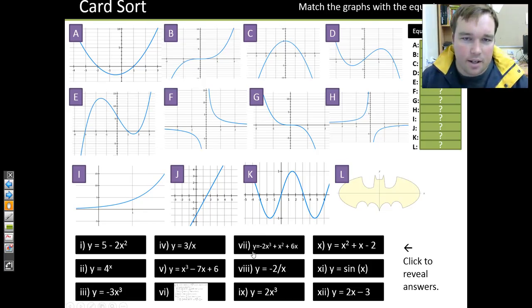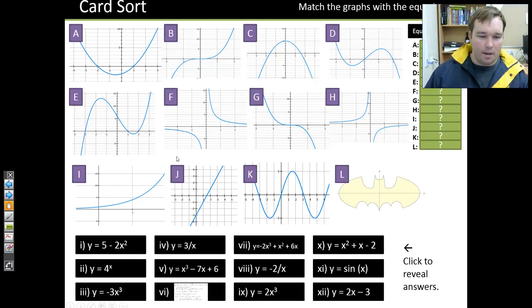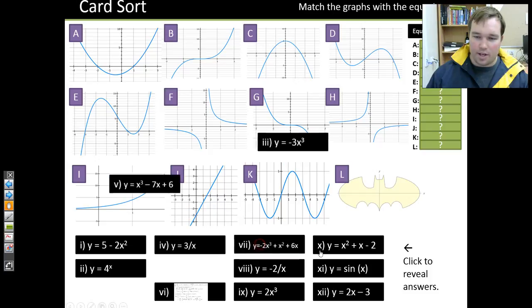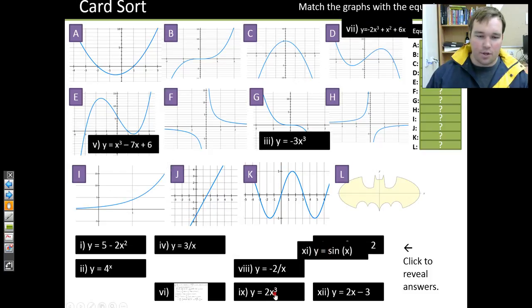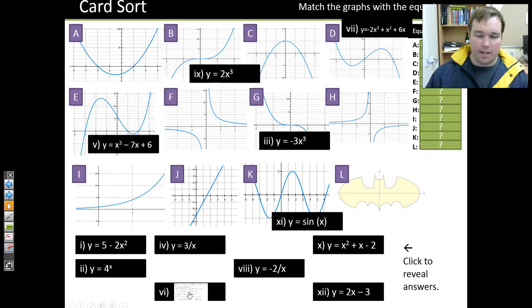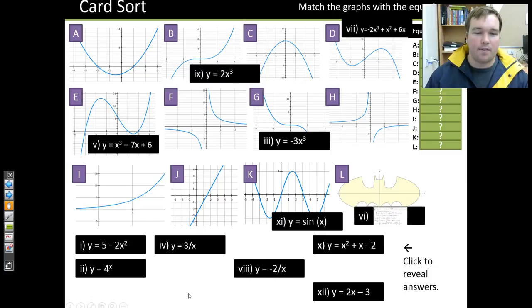Now, matching graphs. I'm going to throw a few up there that you don't need to know. So cubics, you won't need to know yet. Sine graph, you don't need to know. Cubic, you don't need to know. And, well, the last one's a Batman function, which is fun, but let's just throw that up there. We'll look at that in a sec.